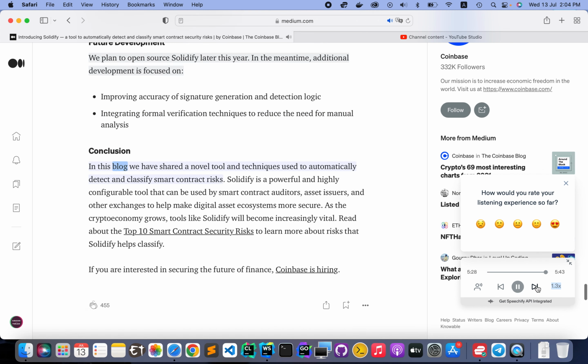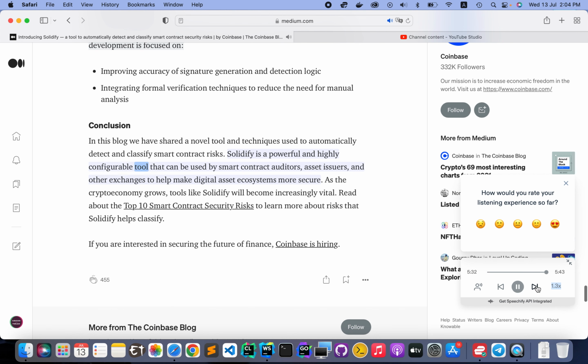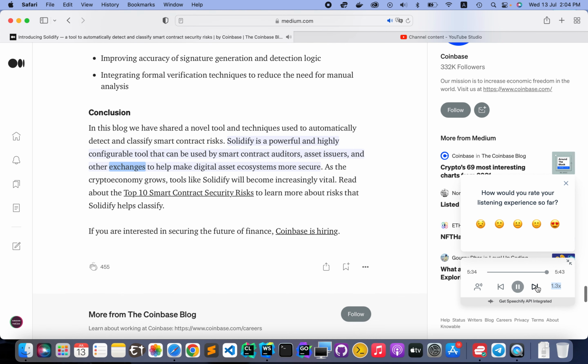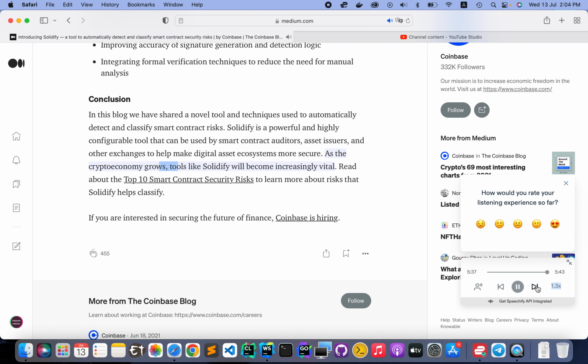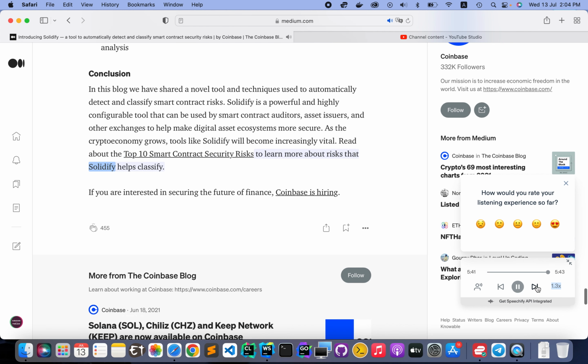Conclusion. In this blog we have shared a novel tool and techniques used to automatically detect and classify smart contract risks. Solidify is a powerful and highly configurable tool that can be used by smart contract auditors, asset issuers, and exchanges to help make digital asset ecosystems more secure. As the crypto economy grows, tools like Solidify will become increasingly vital. Read about the top 10 smart contract security risks to learn more about risks that Solidify helps classify.